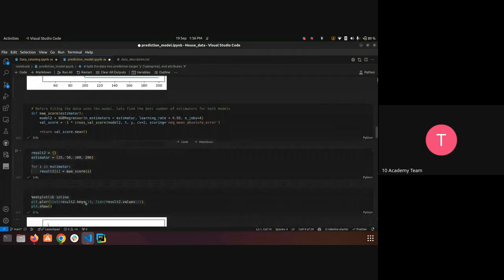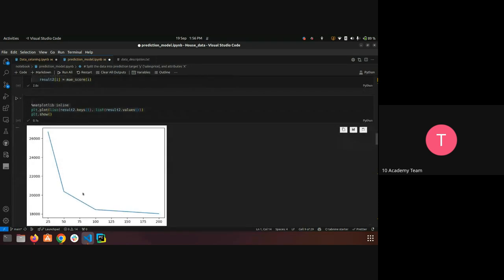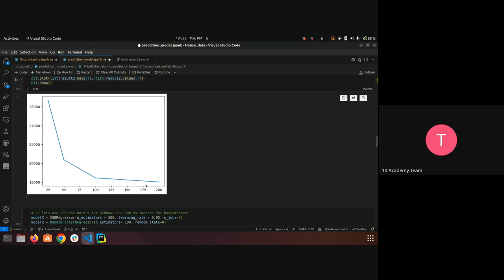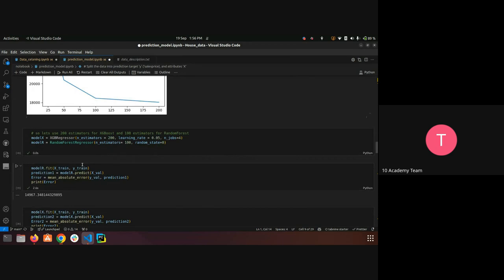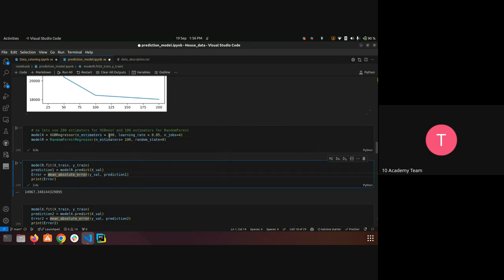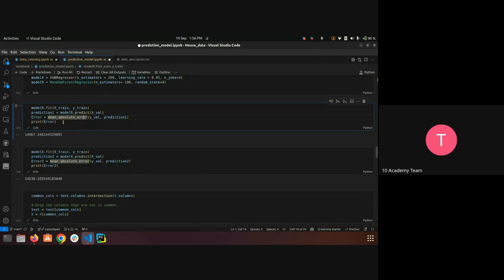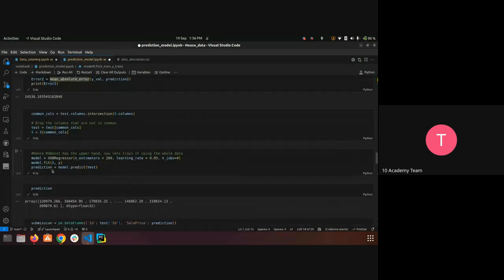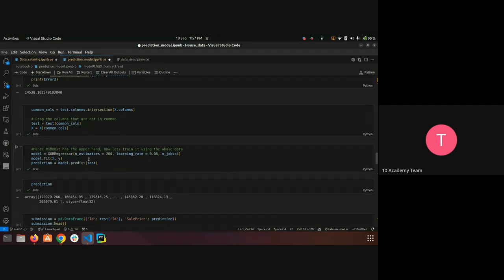And for the XGB regressor, if you see it, even after 100, it's dropping down. So you can take 200 because it still has some change. So just use both of the models. And for this, I believe I used mean absolute error as the way of evaluating the models. For both models I used the optimal number of estimators: XGB 200 and random forest 100. If you see the error, the XGB is less, right? It even took less time than the random forest regressor, but had a good outcome. So I used that model to train on the data.